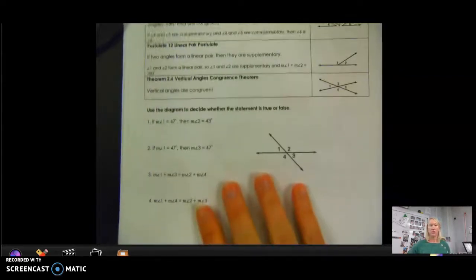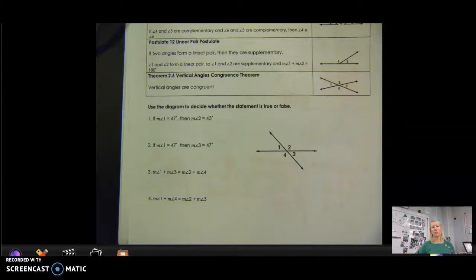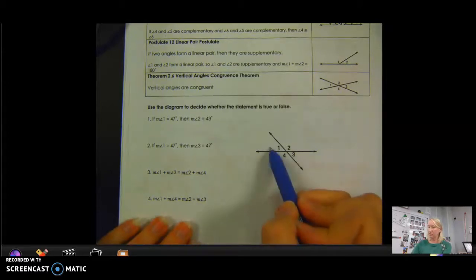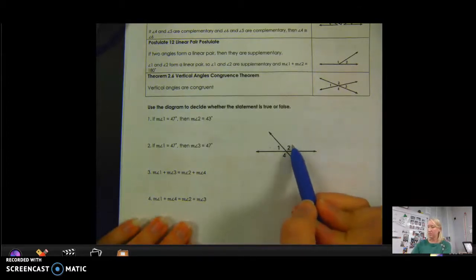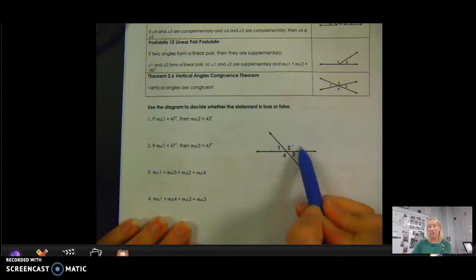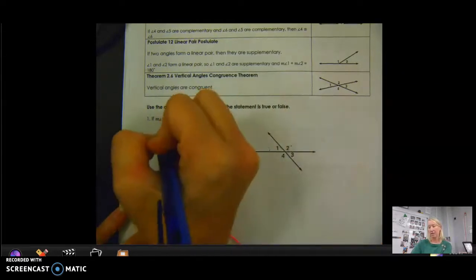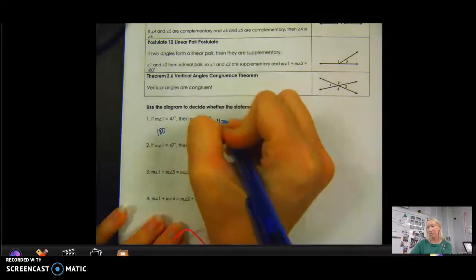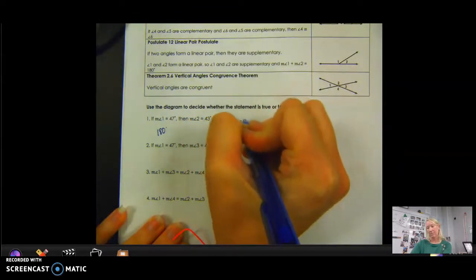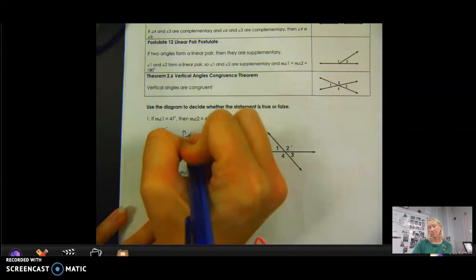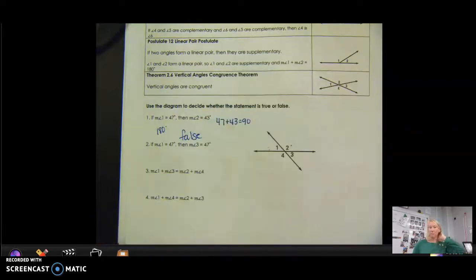Okay, so using that information, use the diagram to decide whether the statement is true or false. So if angle 1 is 47 degrees, then angle 2 would be 43 degrees. Well, angle 1 and angle 2 make a linear pair. A linear pair is 180 degrees. 47 plus 43 equals 90, so this would be false. Go ahead and pause me and do 2, 3, and 4 on your own, and then unpause me when you're done.